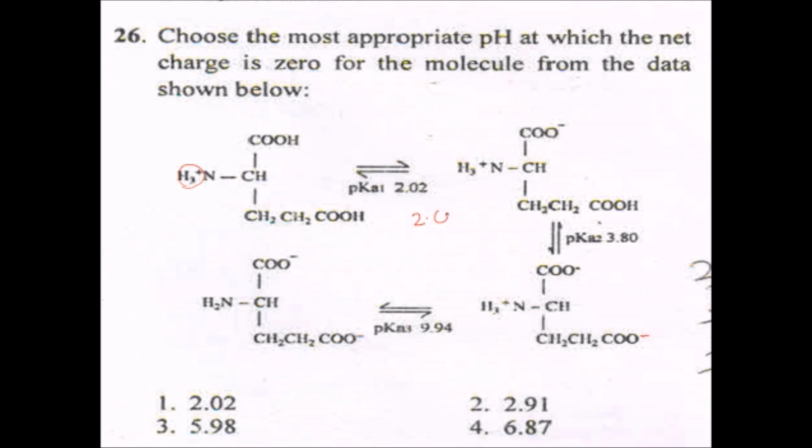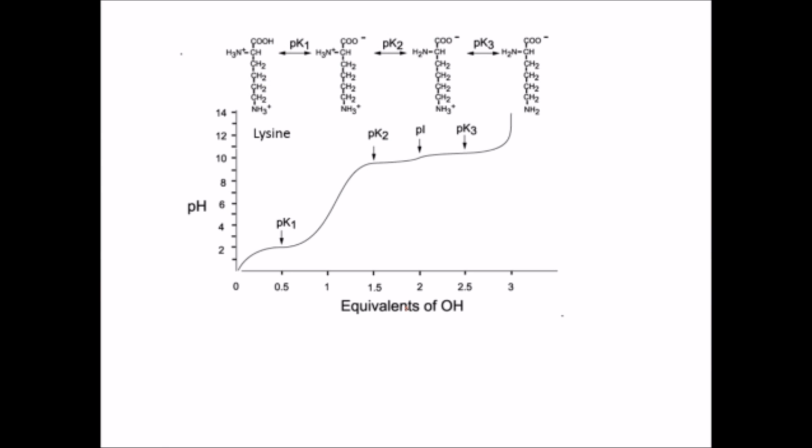Let's calculate 2.02 plus 3.80 by 2. When you solve this, you will get 2.91. Now the question is why we are taking only the first two pK values, not the third one. This will be more clear if you see this graph of lysine. Here too, the isoelectric point is lying in between this pK2 and pK3.